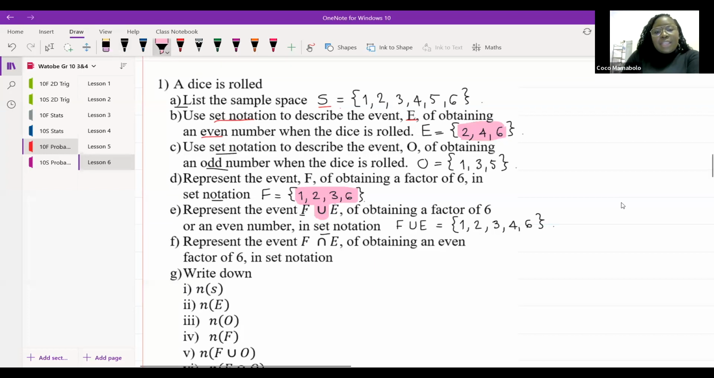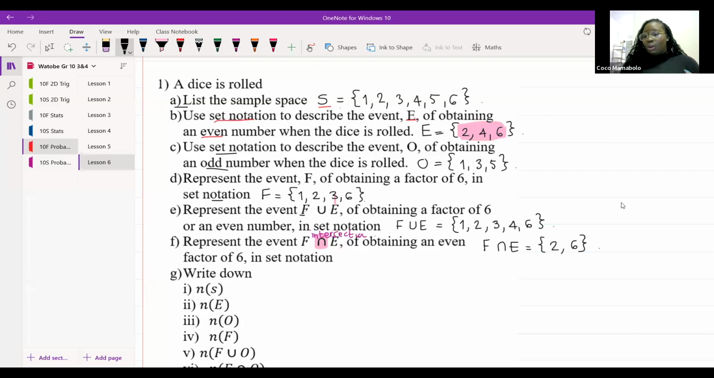Now the next one says represent the event F. What is this sign now? Complement? What is the complement? Union. This one is and. Okay, intersection. Good. So we're going to go F intersection E. Now remember, intersection must be in both of them. So which number is in both F and E? 2 and 6. Beautiful. Excellently done.